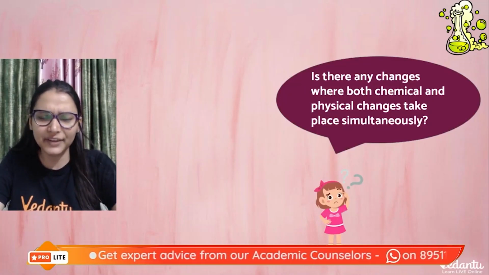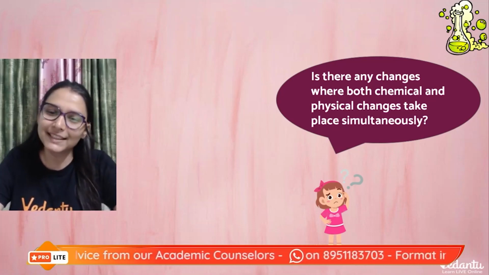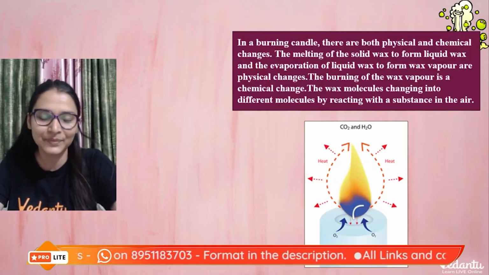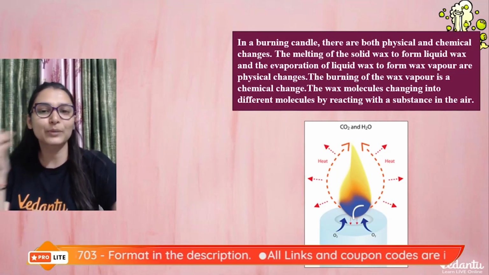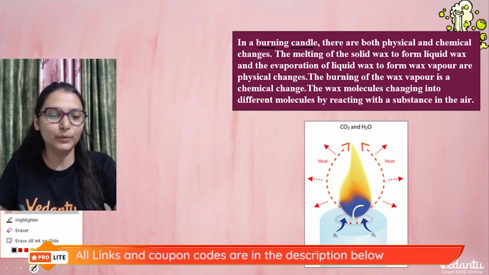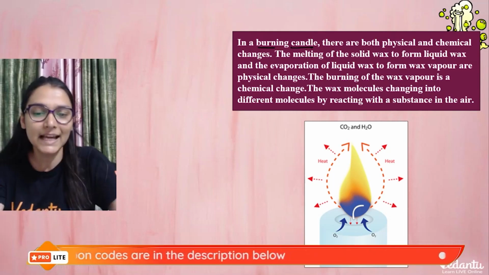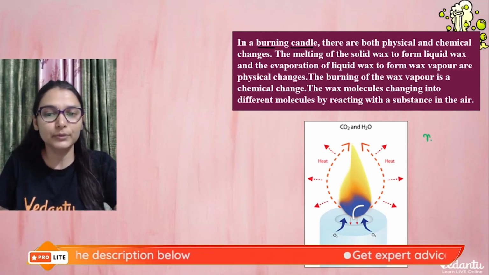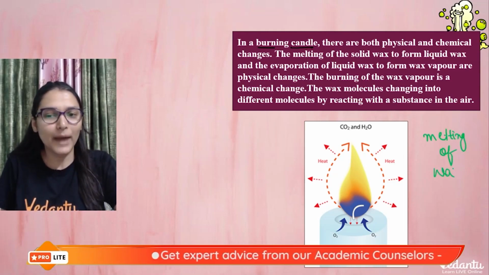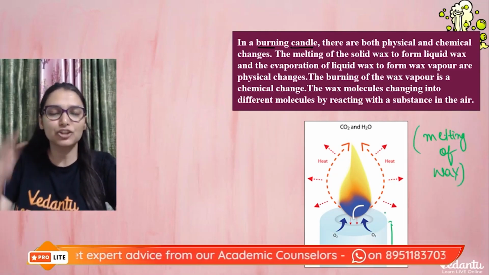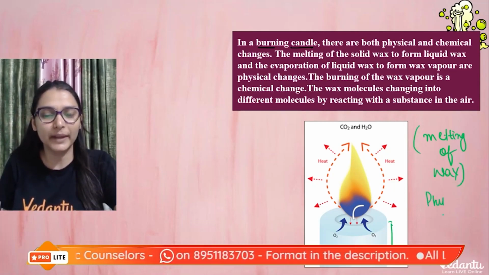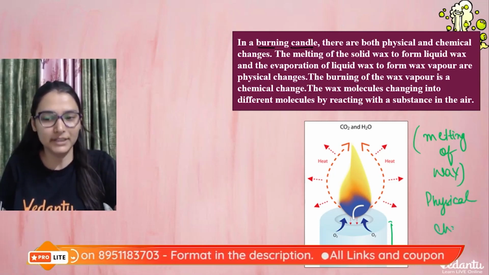So now, ma'am, are there any changes which are both physical and chemical, where both things are taking place simultaneously? Yes, we do have a very famous example of burning of a candle. Tell ma'am in the comment section, do you know this example? Yes. So when you are burning the candle, there are two things happening. One is melting of wax, isn't it? The wax is getting melted, the candle is diminishing in size, it's changing shape. So melting, that is a physical change. Melting of wax is a physical change.